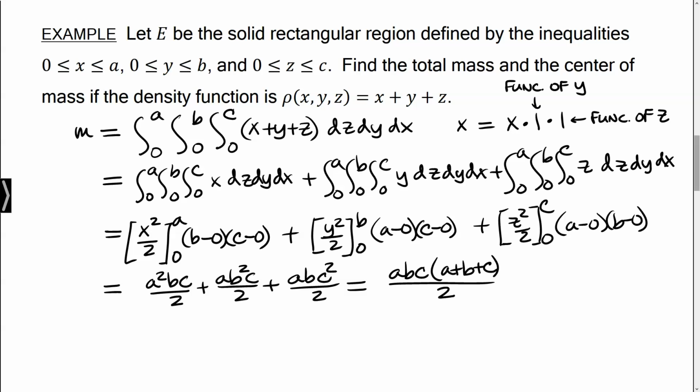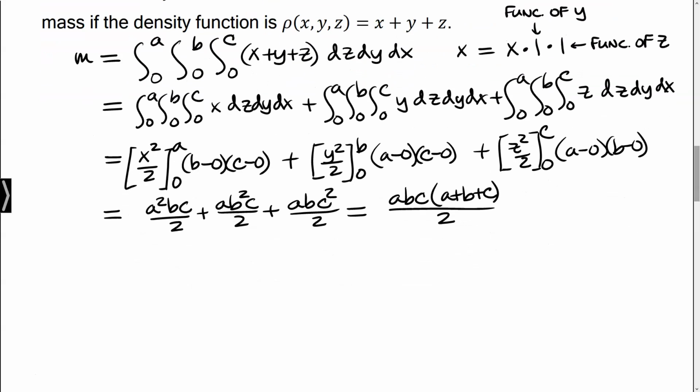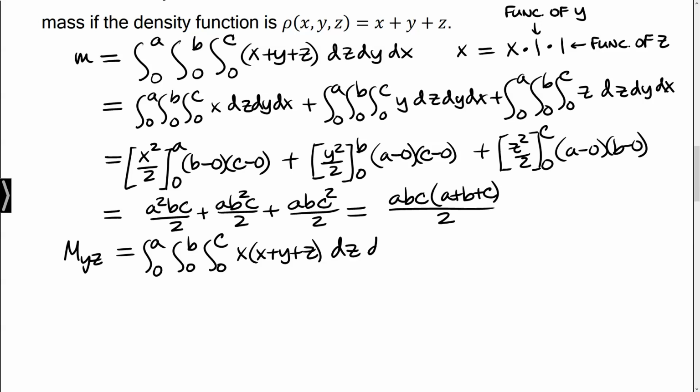All right, so what we're going to do now is we're going to do the YZ moment. So the moment about the YZ plane. So let's go ahead and do that. So this is going to be MYZ. Now this is the integral from 0 to a, 0 to b, 0 to c. Instead of integrating x plus y plus z, though, we're integrating x times x plus y plus z, dz, dy, dx.